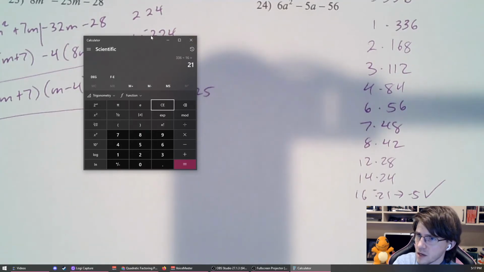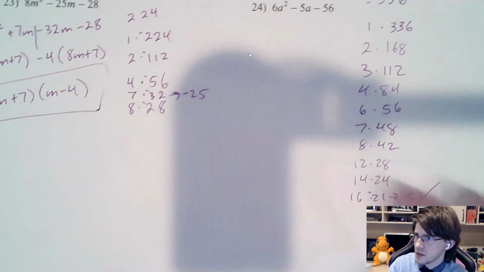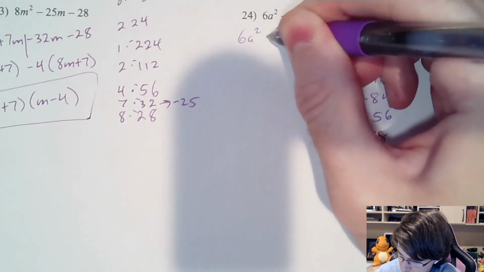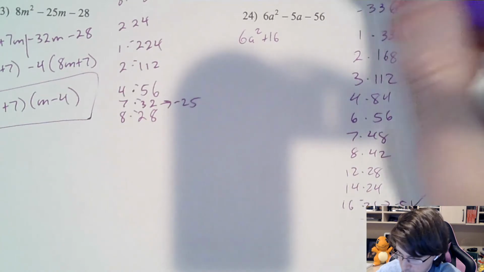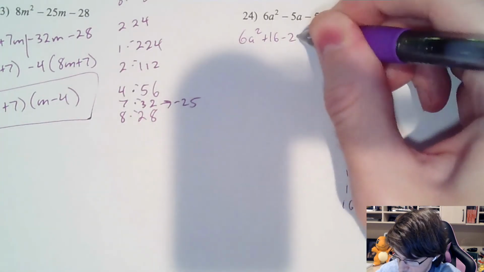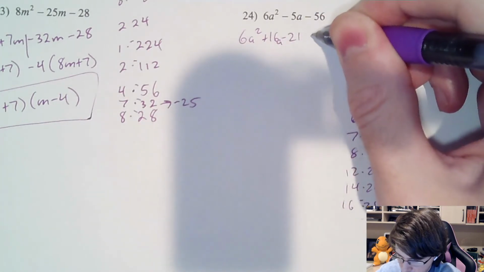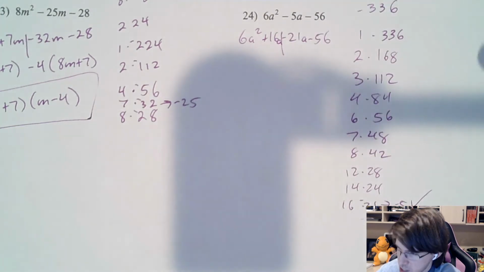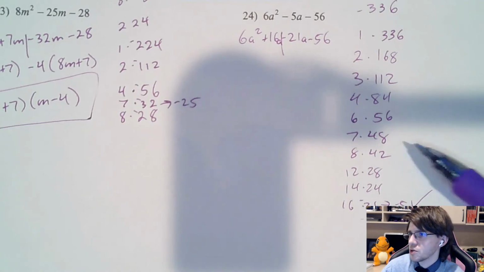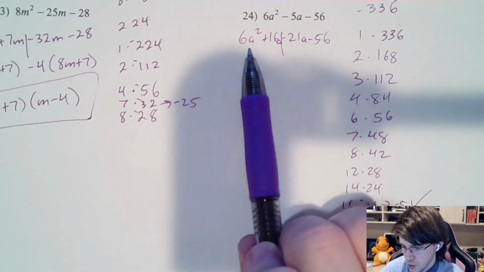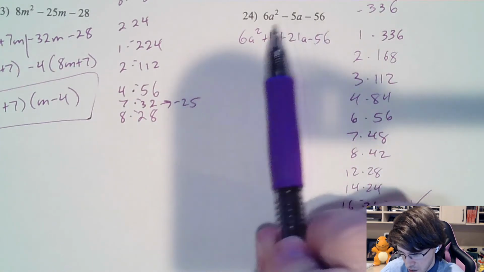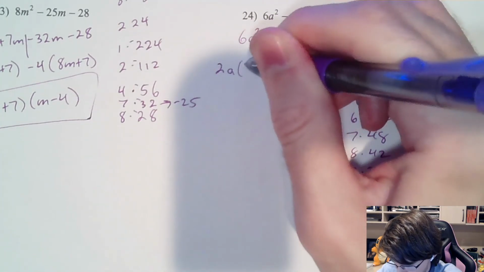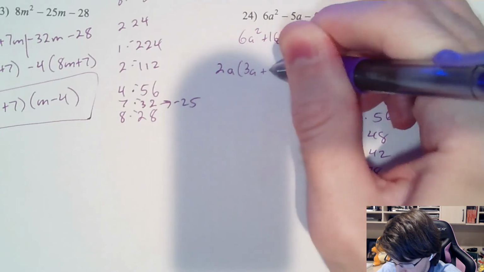And now we can get rid of this calculator, move this over here, actually do the problem. Here we go. So 6a squared plus 16a minus 21a minus 56. Divide this down the center. And this one's one of our first questions. We have to be a little bit careful. We can't just pull an a out because more than just an a comes. A 2a is able to come out of these guys. So we got a 2a, which is 3a plus 8.